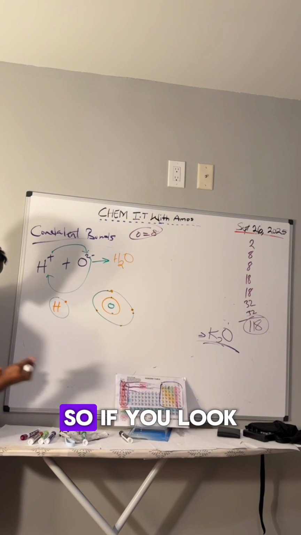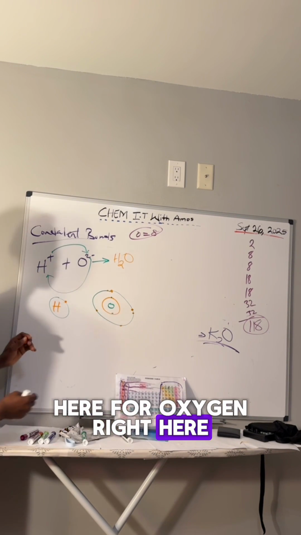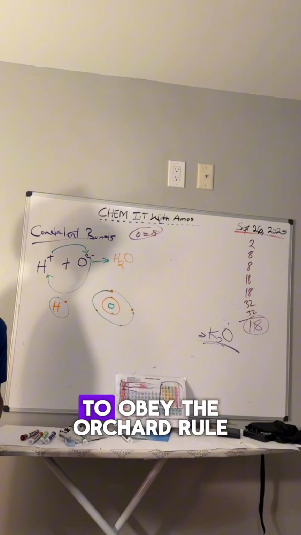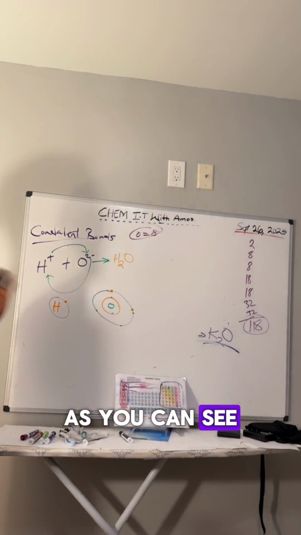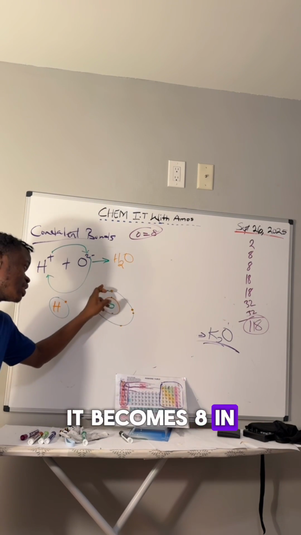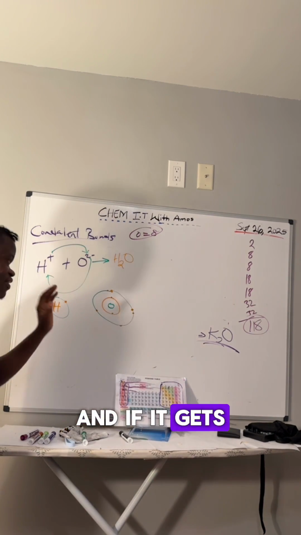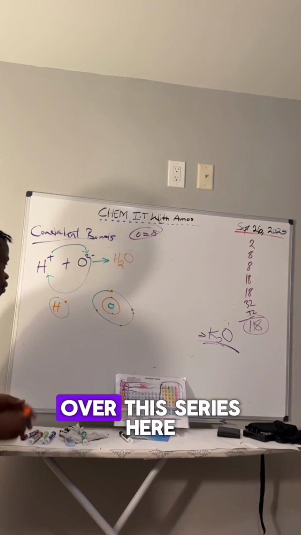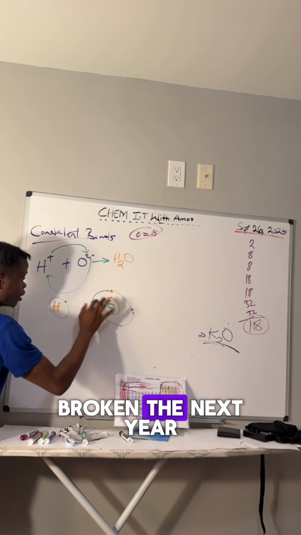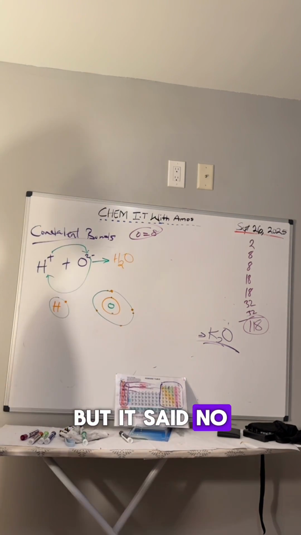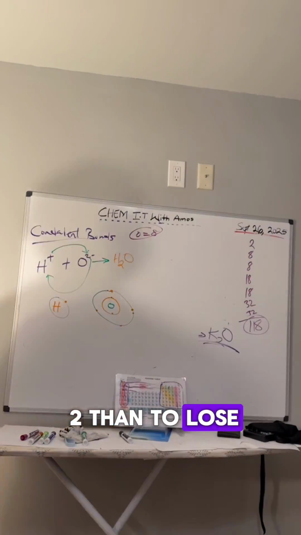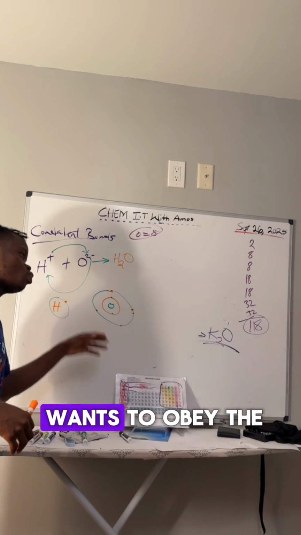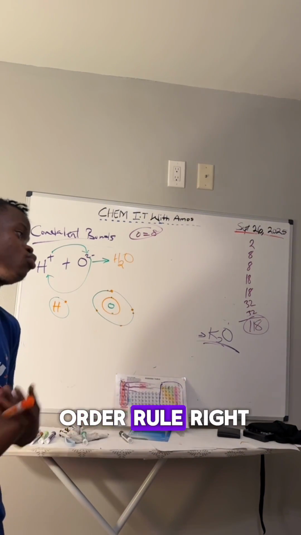All right. So if you look here at oxygen, this one wants to accept 2 in order to obey the octet rule. As you can see, if it accepts 2, it becomes 8 in this last shell. And if it gives away the whole 6 you see here, then you'll be left with 2 in the next shell. But once you give away the 6, the shell gets broken. It said no, I prefer to gain 2 than to lose 6. To gain 2 is easier than to lose 6.